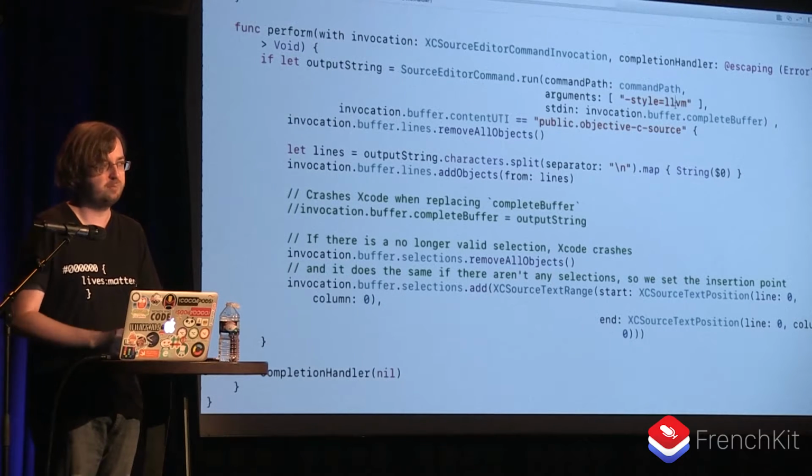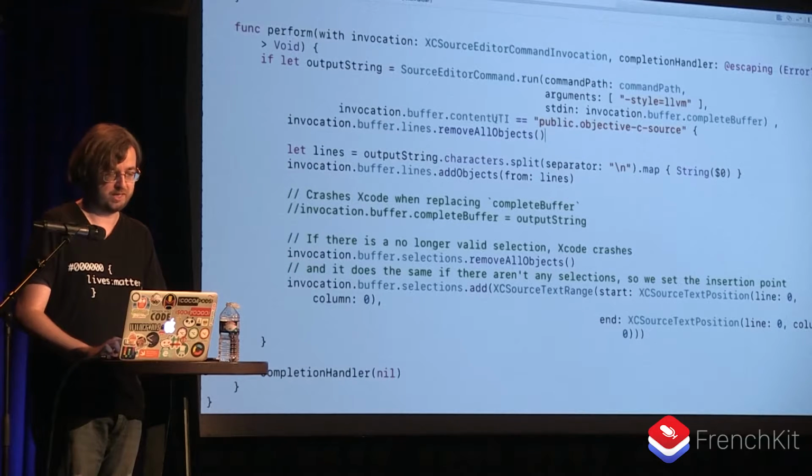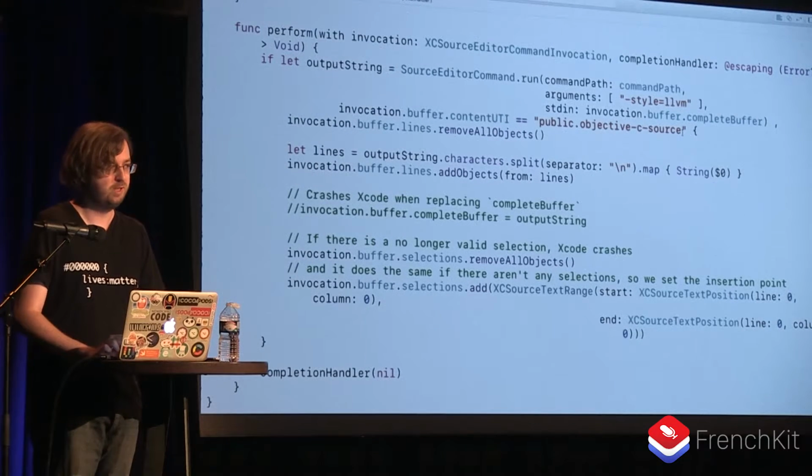So Clang format comes with a couple of built-in styles. One of them is the LLVM. There's like 4 of them or something. And you can also create your own styles. That's not something the plugin allows at the moment, but in general, it's something that Clang format allows. And we pass in the complete buffer as the stdin. What we also do is we're going to check the content UTI to check if it's Objective-C source, because that's the only thing that Clang format really operates on. If you pass Swift in there, the output will not be pretty.